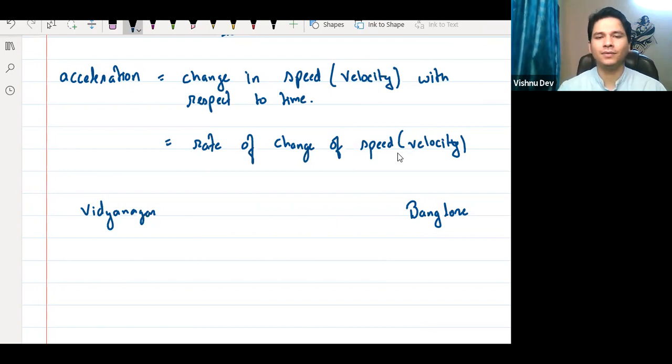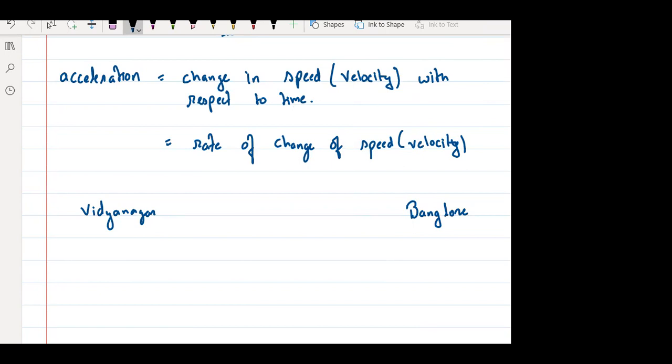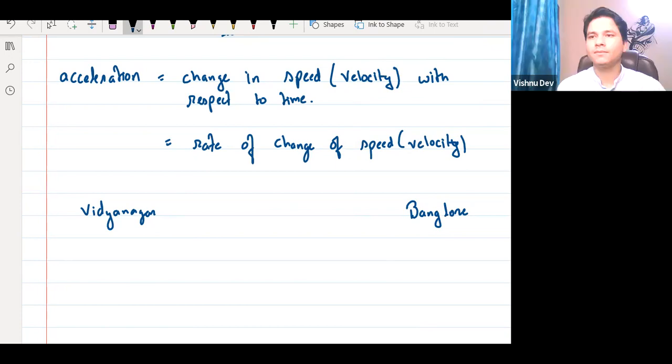Accelerator is basically the device that helps us to do that. So when you're going from Vidyanagar to Bangalore, will your speed be same or different? Obviously it will be different. Sometimes it will be fast, sometimes slow, sometimes you have to stop. When you are going fast, the speed is increasing with respect to time. When you are stopping, the speed is decreasing. When you put brakes, the speed will decrease. So in that scenario, the speed is changing with respect to time.